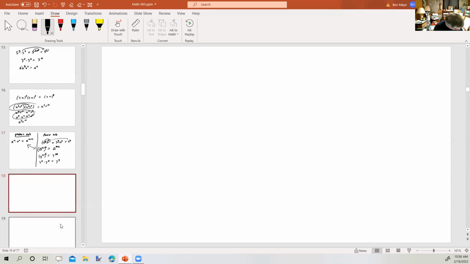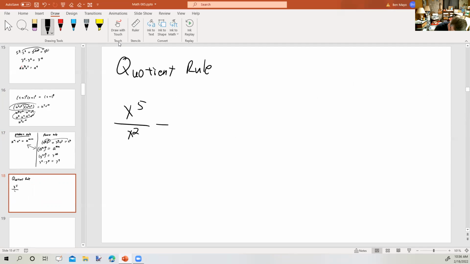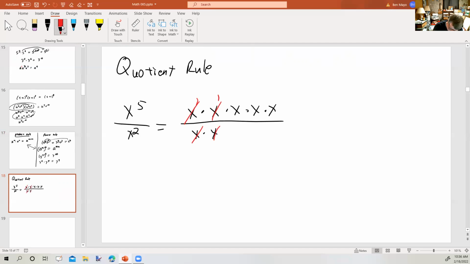Okay, next we have the quotient rule. And that says, for example, let's say we have x to the fifth power divided by x squared. Well, if we did this problem the long way, x to the fifth power would be x times x times x times x times x over x squared, which is x times x. But if we were to simplify and reduce this, these all would turn into ones, and we end up with x cubed. And again, if we applied this many times, we'd see a pattern, and that is 5 minus 2 is 3.